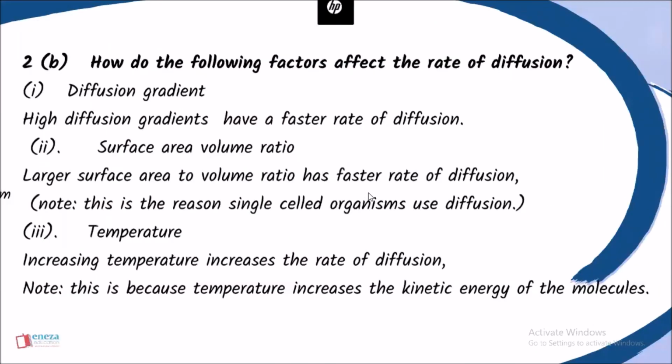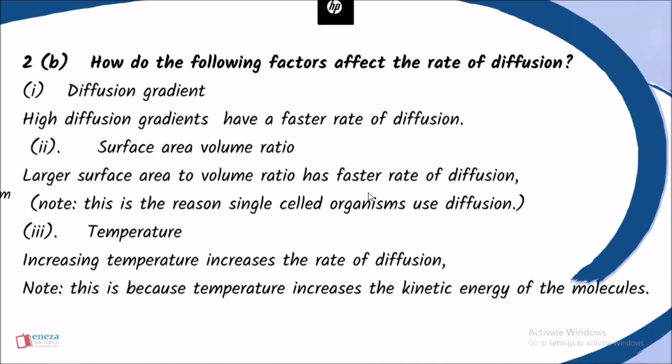Question 2b of the same question 2. How do the following factors affect the rate of diffusion? Factor number 1 is diffusion gradient. High diffusion gradients have a faster rate of diffusion. Factor number 2 is surface area to volume ratio. Larger surface area to volume ratio has faster rates of diffusion compared to smaller surface area to volume ratio. Important to note, this is the reason single-celled organisms use diffusion.